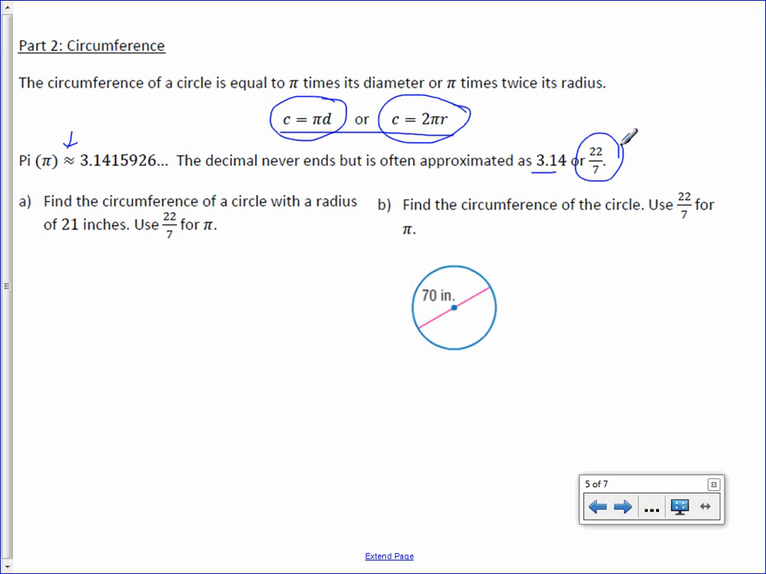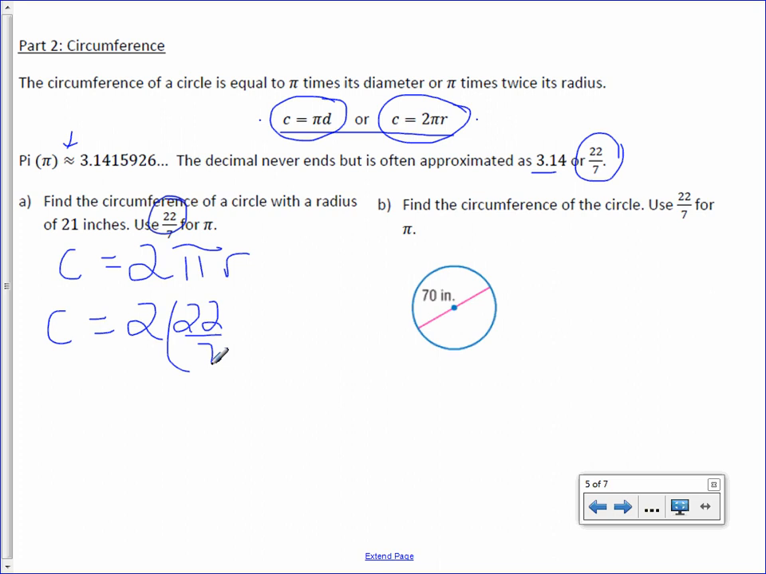Letter A. Find the circumference of a circle with a radius of 21 inches. Use 22/7 for pi. So in this case, we're given the radius, so we need to use the formula with radius in it. This first formula has diameter, the second one has radius, and it's going to be the one we use. Circumference equals 2 pi r. It tells us to use 22/7 for pi, so circumference equals, bring down the 2, then we have 22/7, and we have our radius of 21.